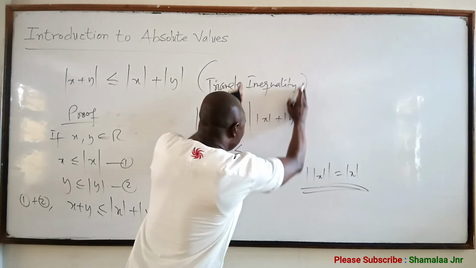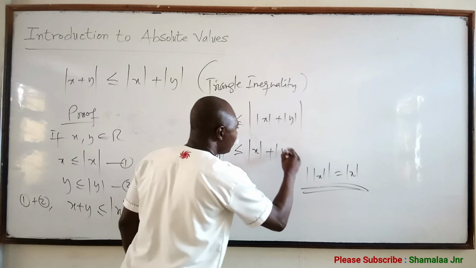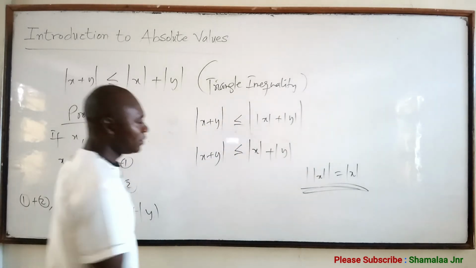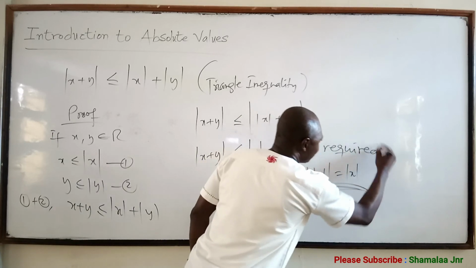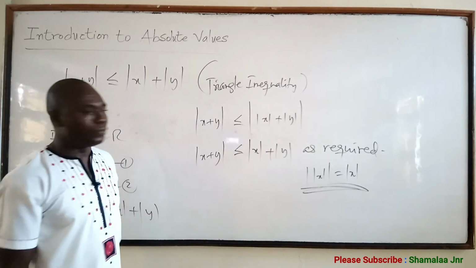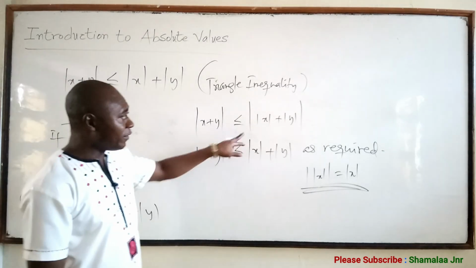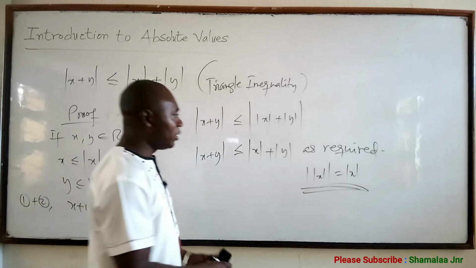So straight away from here, you can see that it is the same as the absolute value of x plus the absolute value of y. Use it as required, and this is what we were asked to show. So hence the result. So this is the proof. Use it. This is very, very important, and it's coming from here. Okay.